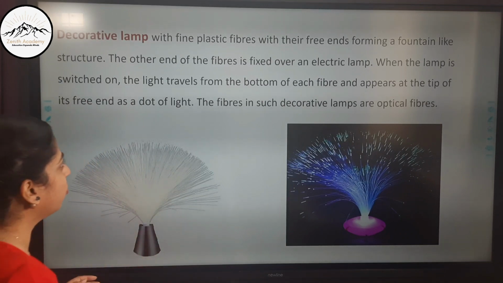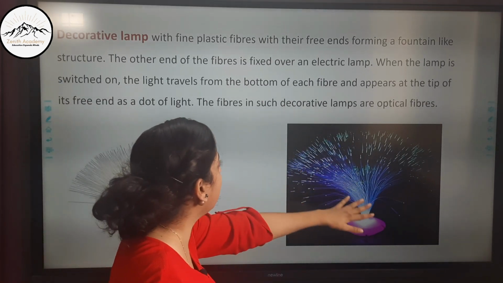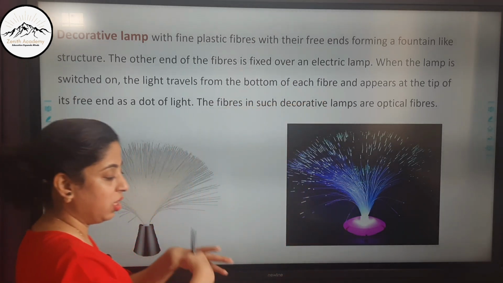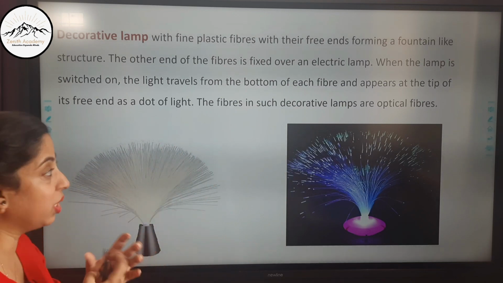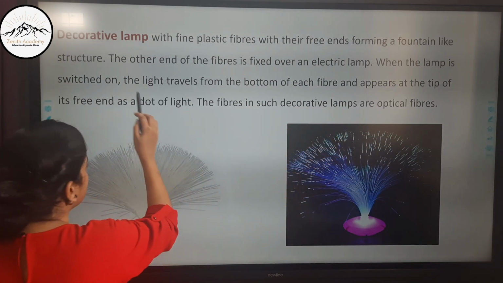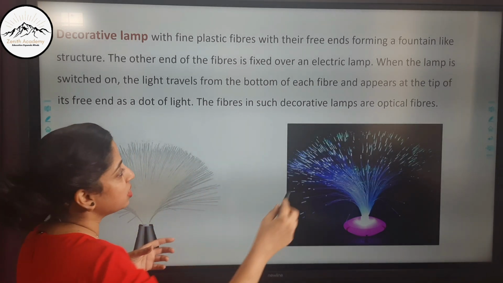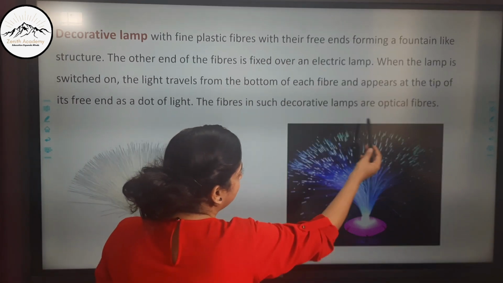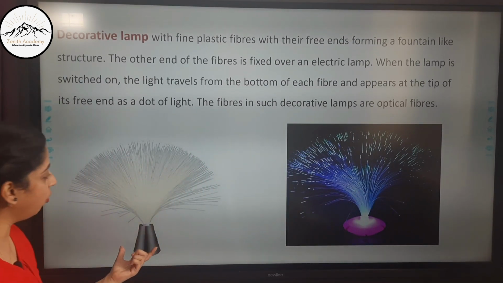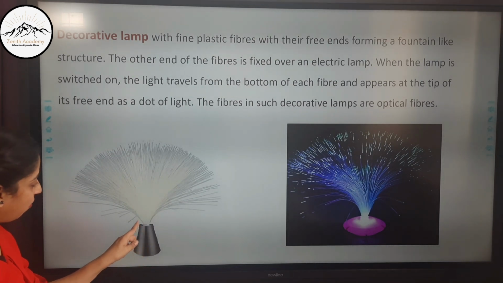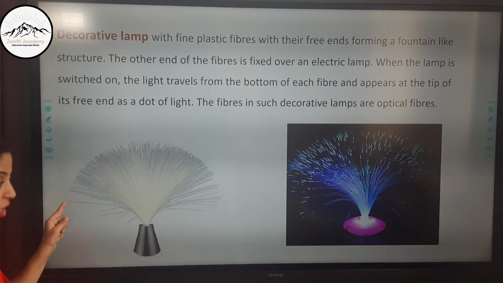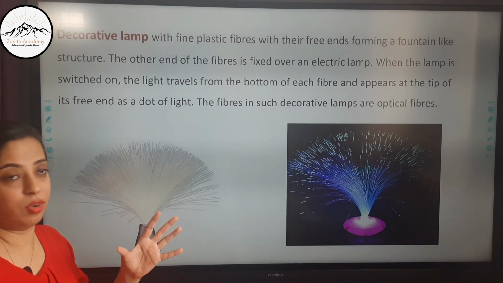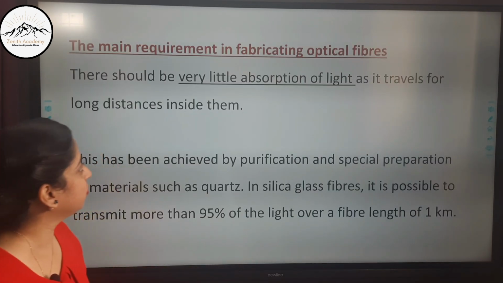Now, decorative lamps with fine plastic fibers with the free ends forming a fountain-like structure. The other end of the fiber is fixed over an electrical lamp. So these are just fibers. One end is connected to the optical lamp. When the lamp is switched on, the light travels from the bottom of each fiber and appears at the tip of its free end as a dot of light. The fibers in such decorative lamps are optical fibers. So this is how it looks. When you switch it on, light travels through each of the fibers and reaches as a dot. And if the room is dark, you can see light all around. So this is how it looks.